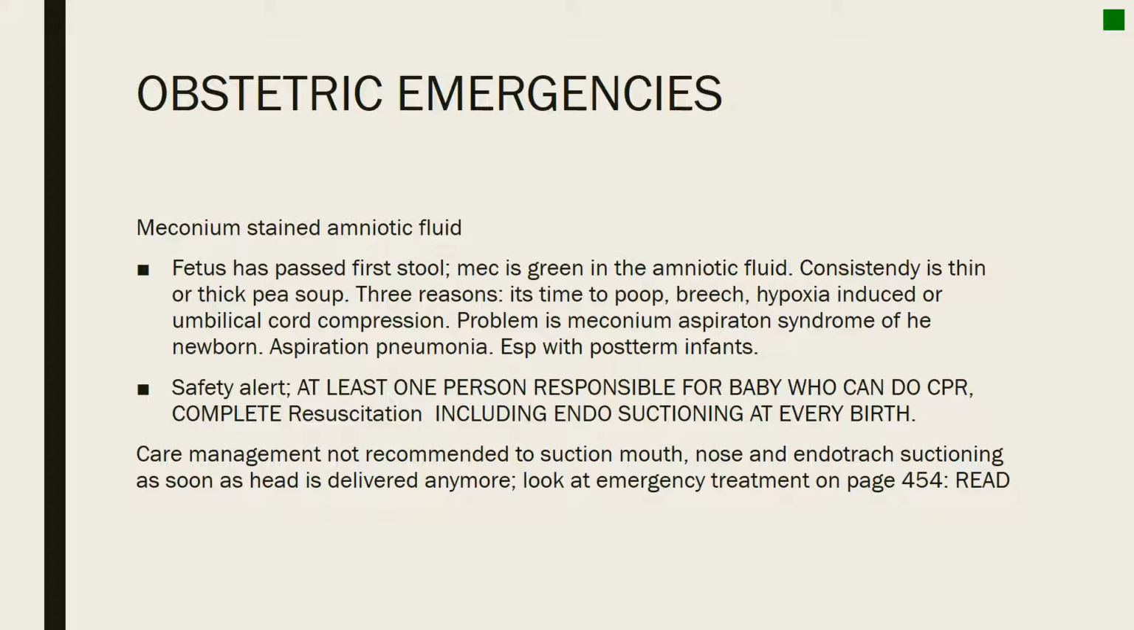Safety alert. At least one person responsible for the baby who can do CPR and a complete resuscitation, including endotracheal suctioning at every birth. Care management is not recommended to suction the mouth and the nose and endotracheal suctioning as soon as the head is delivered. Now they want the whole baby delivered first. Look at page 454. Read over that emergency treatment.